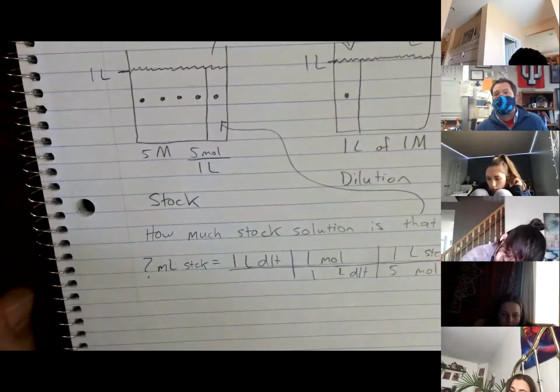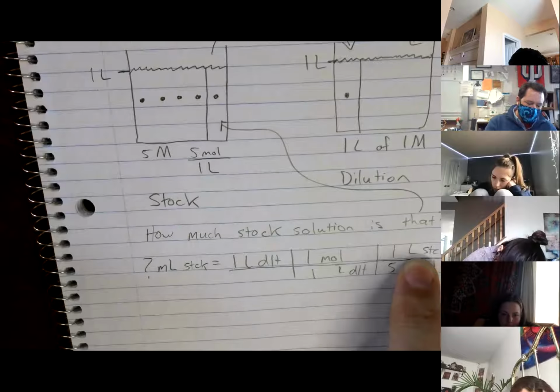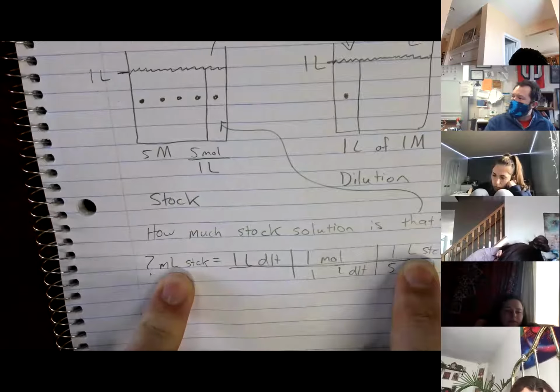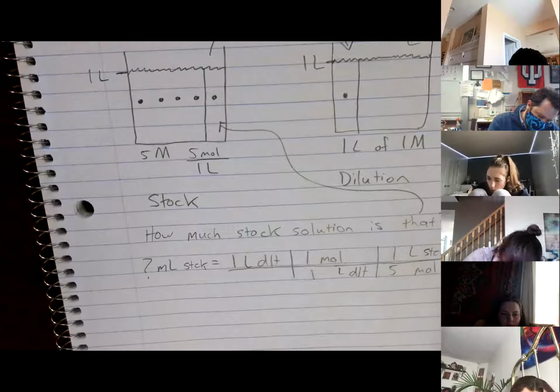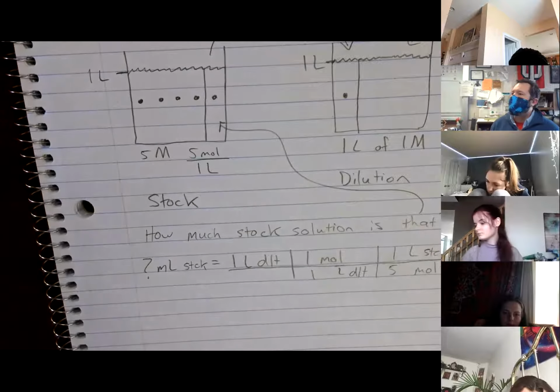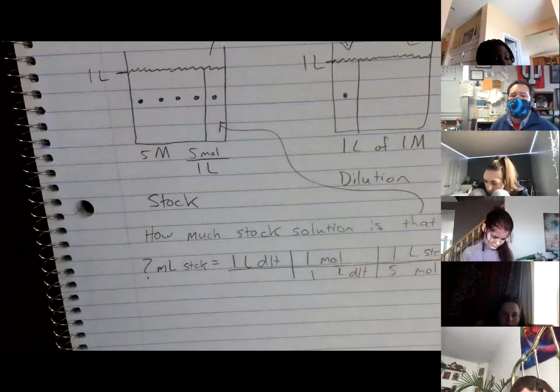Hey, last step now. This should be the easiest step. I'm hoping we're all getting pretty good at this one. We have liters of stock. We're looking for milliliters of stock. That's a pretty easy conversion. 1,000 milliliters in a liter.